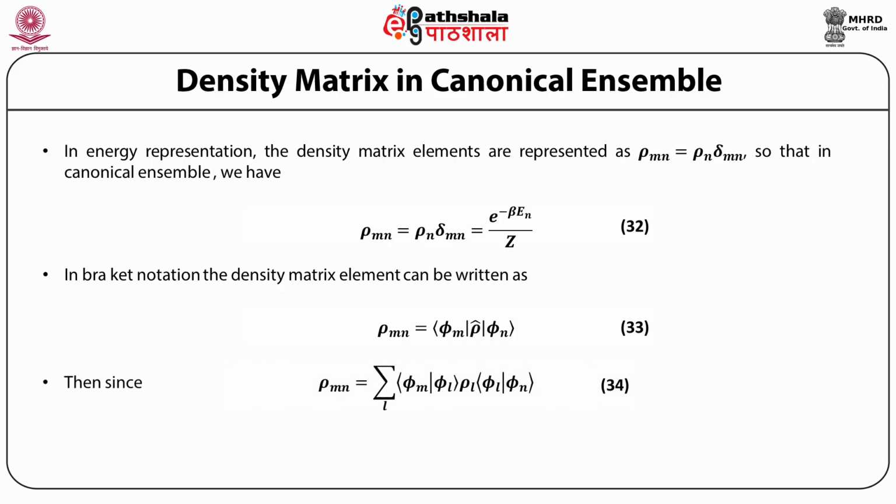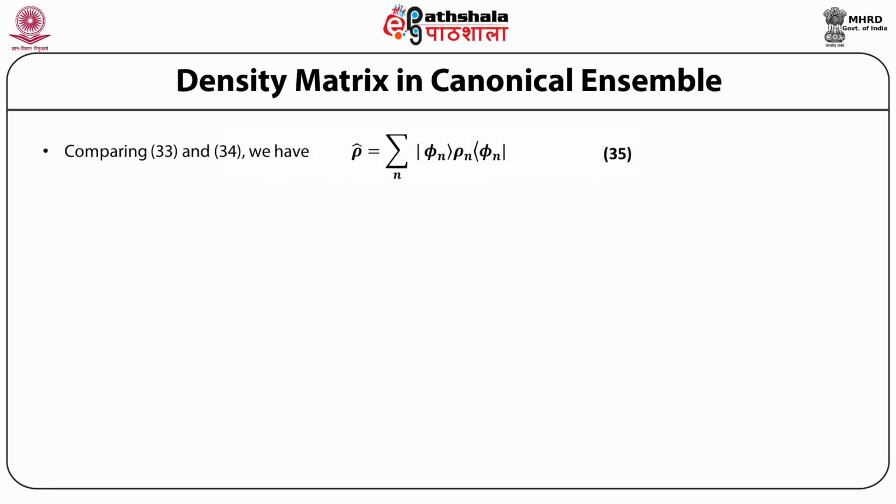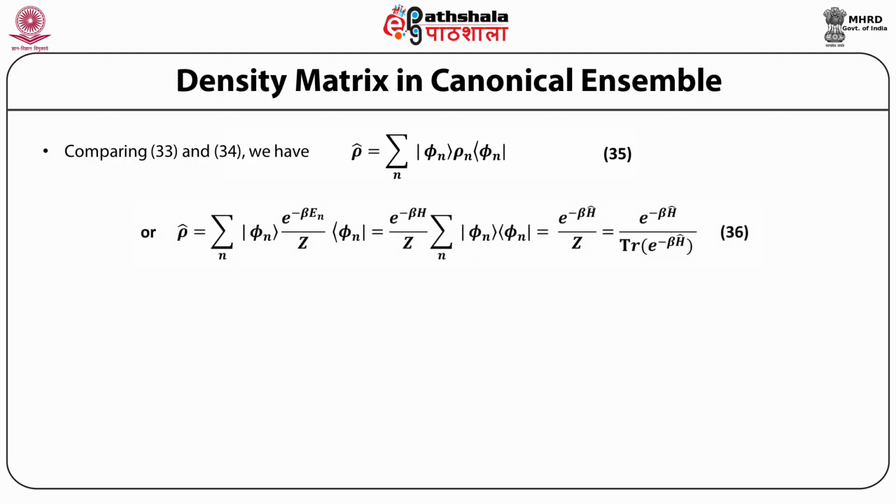And since ρ_mn = Σ_L ⟨φ_m|φ_L⟩ ρ_L ⟨φ_L|φ_m⟩, comparing 33 and 34, we have the operator ρ = Σ_n |φ_n⟩ ρ_n ⟨φ_n|, or ρ = Σ_n |φ_n⟩ e^(−βE_n)/Z ⟨φ_n| = e^(−βH) Σ_n |φ_n⟩⟨φ_n| / Z = e^(−βH) divided by Z = e^(−βH) divided by the trace of e^(−βH).